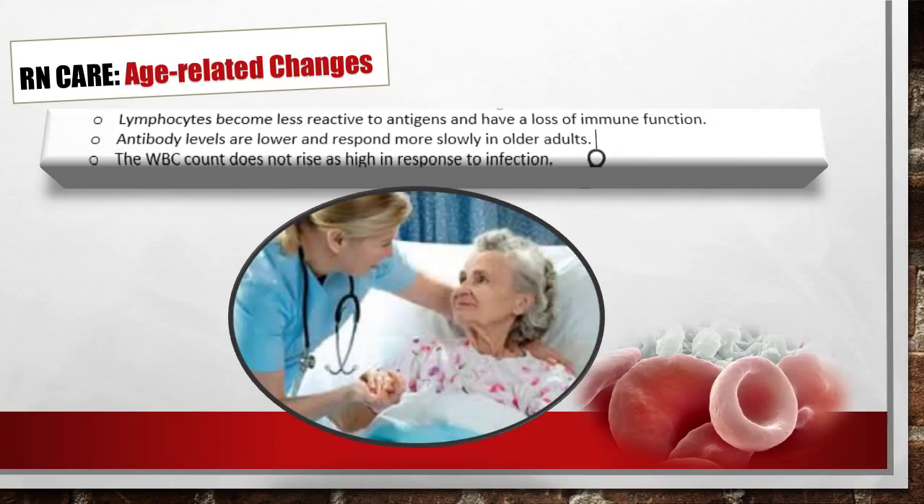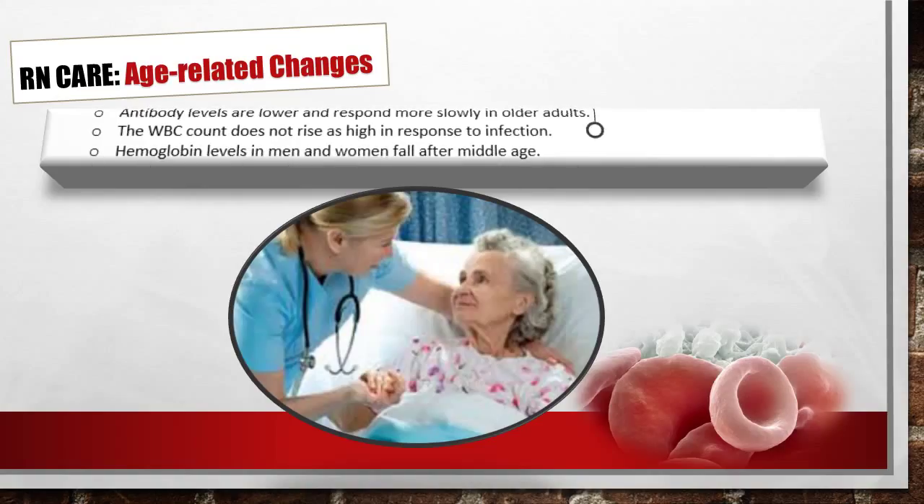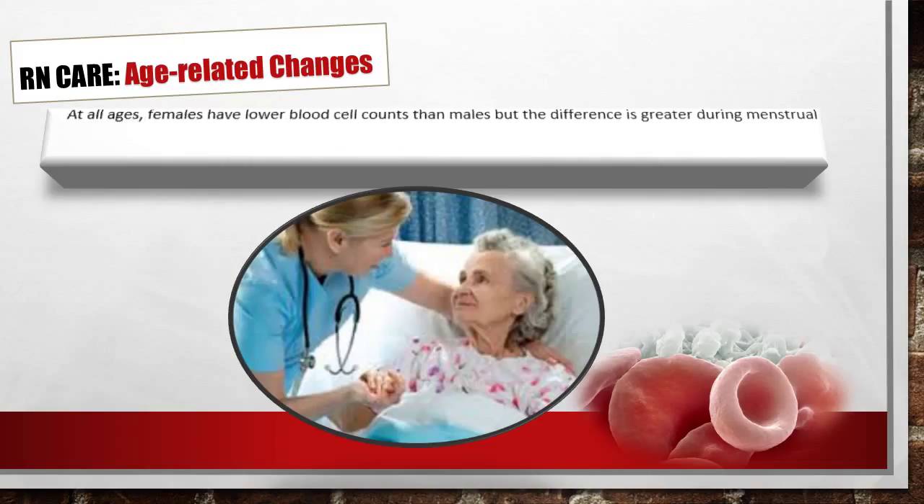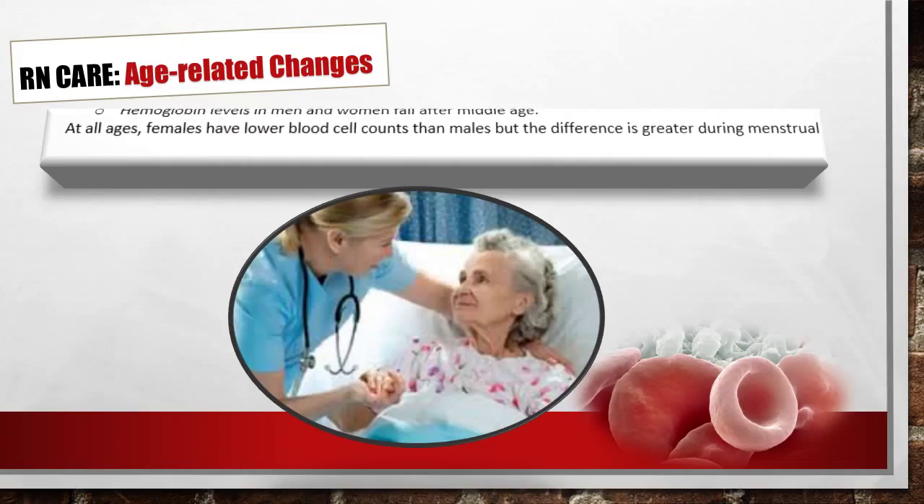Antibody levels are lower and respond more slowly in older adults. The white blood cell count does not rise as high in response to infection, and hemoglobin levels in men and women fall after middle age. Another thing I want to talk about is that at all ages, females have lower blood cell counts than males, but the difference is greater during the menstrual cycle.